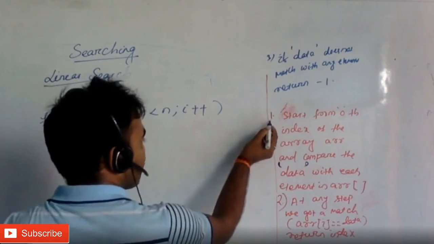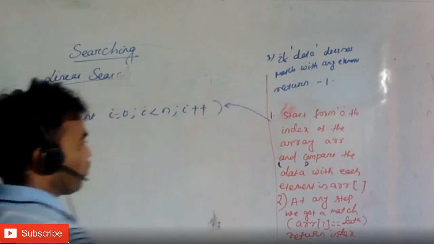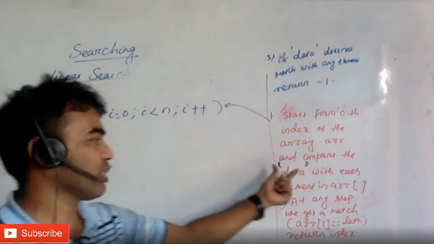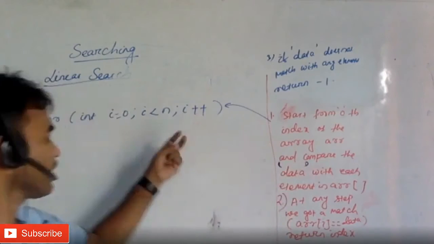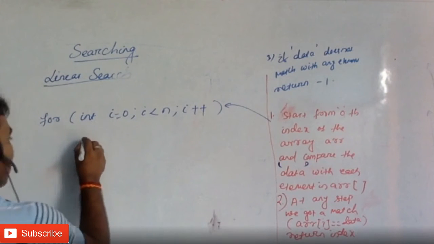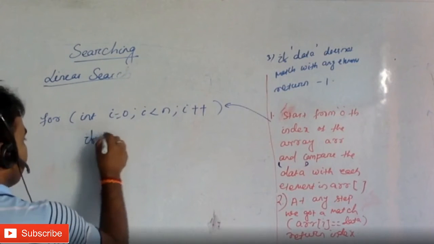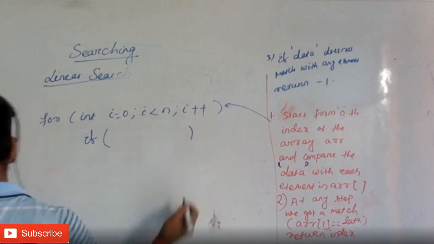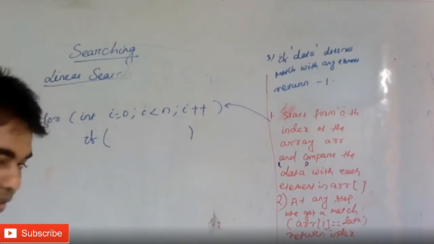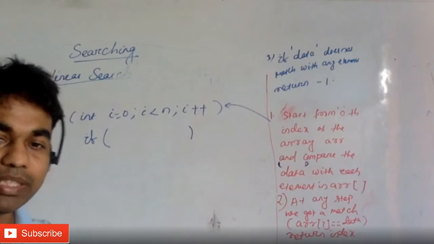If you try to map this algorithm with this program, this step is for that. This is not actually comparing, this is just looping. Comparing will happen like this. So what will I write here? I will check if my element is becoming the data.